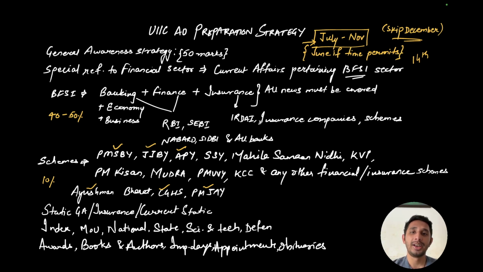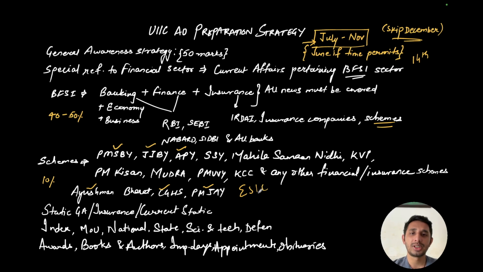Insurance sector, IRDAI and all need to be studied well. Insurance companies and the schemes. What are the government schemes in the insurance sector? I have ticked here: PMSBY, Suraksha Bima Yojana, Jeevan Jyoti Bima Yojana, Atal Pension Yojana, Ayushman Bharat, CGHS, PMJAY, ESIC.